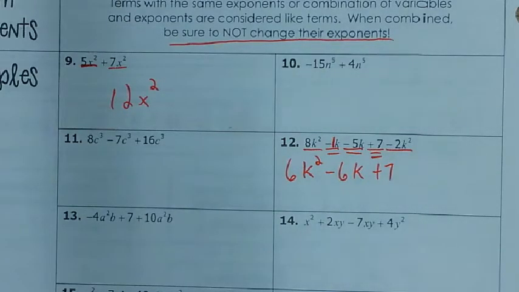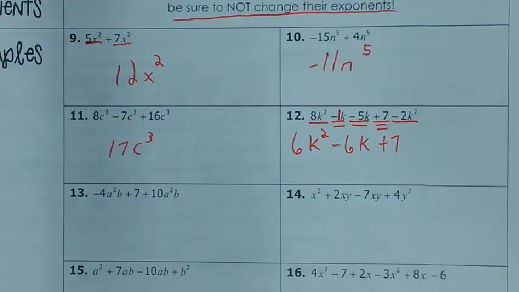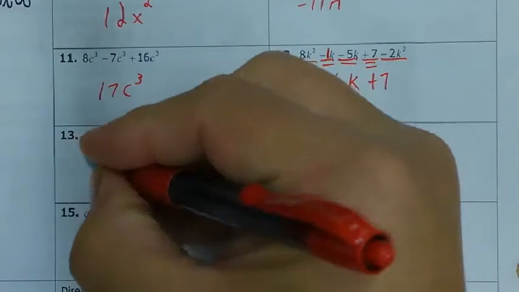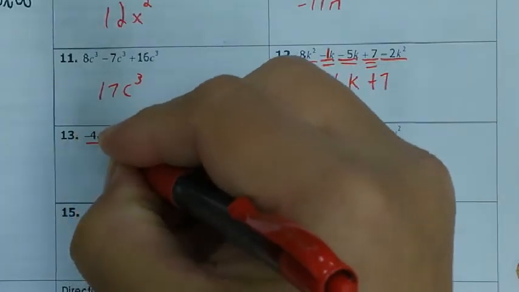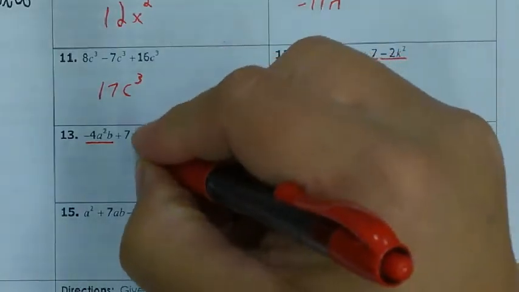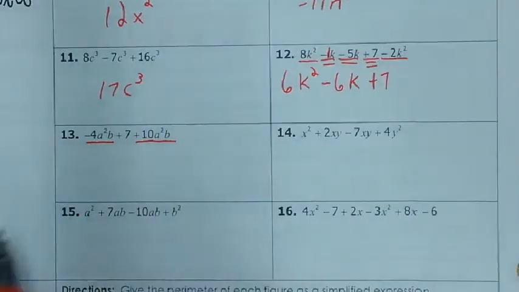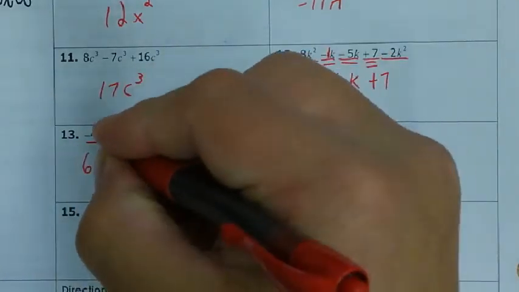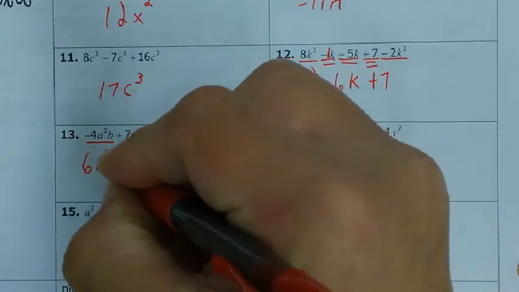So go ahead and try 10 and 11 on your own. All right, so on 13, this one you're going to have to look at all the variables to see what's the same. We have negative 4a squared b. Do we see a squared b again? Yeah, 10a squared b. So now we just think of this as negative 4 plus 10. What's negative 4 plus 10? 6. And then bring down the a squared b.